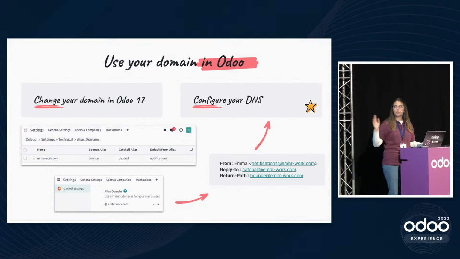Note that the configuration that we are going to talk about can be different from one provider to another, but the idea is the same, and don't hesitate to refer to their documentation and to ours. So as I mentioned, in Odoo 17, the multi-company domain is introduced. Therefore, the change of the catch-all domain will be a bit different and not done from the same menu.